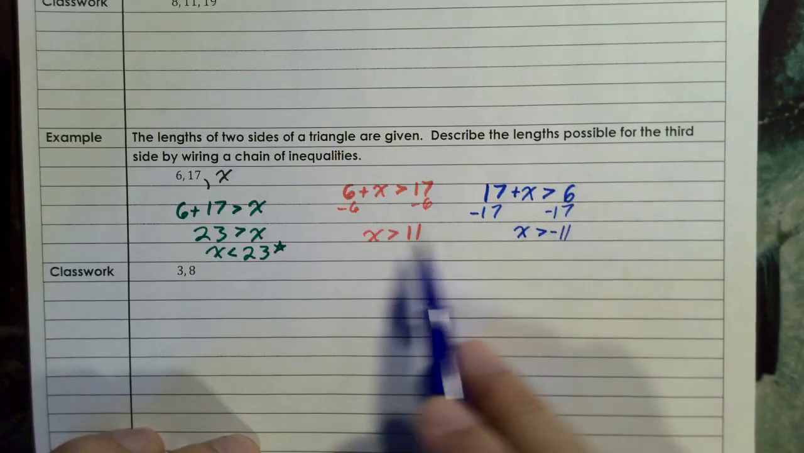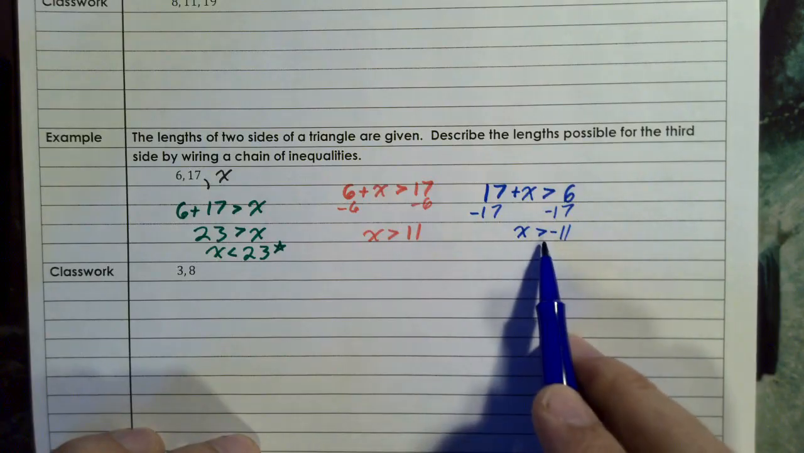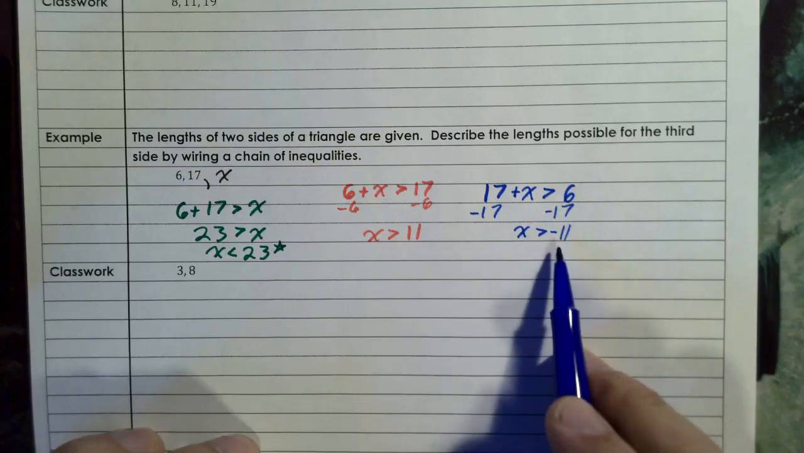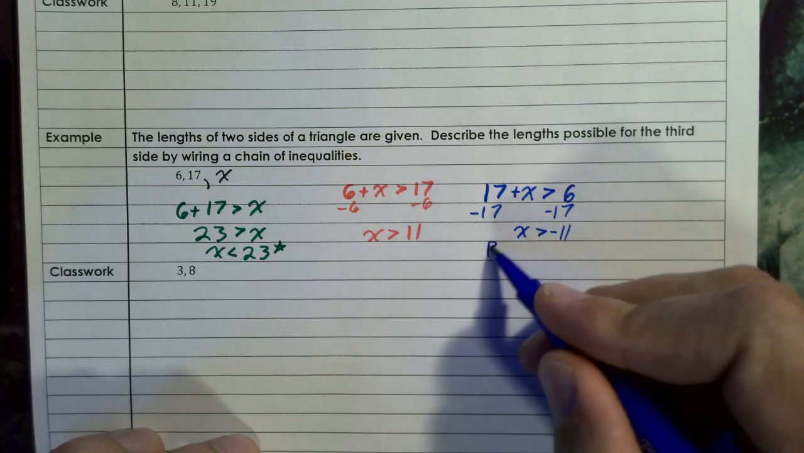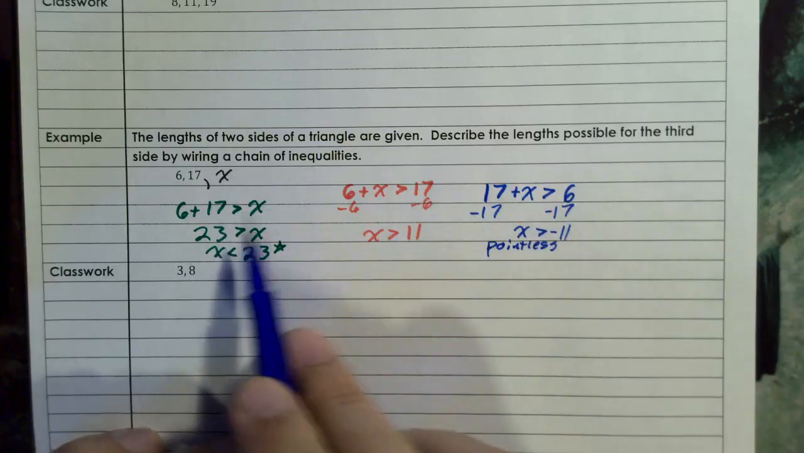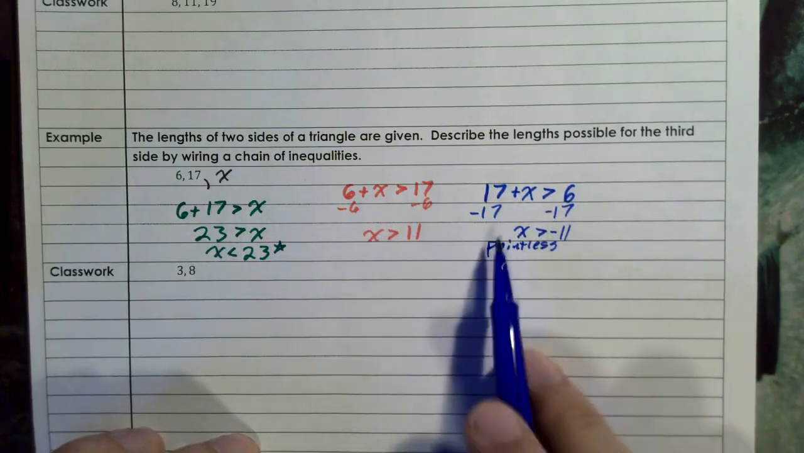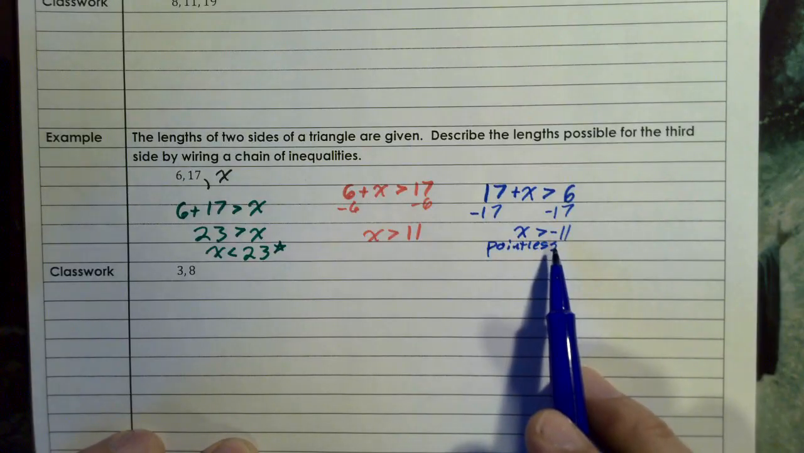So that doesn't really tell me anything new. I knew X has to be bigger than 11. If it's bigger than 11, it's got to be bigger than this negative 11. So this is kind of pointless. But I did want to do all three in case it did give me something helpful. And usually you will get one that's pointless.